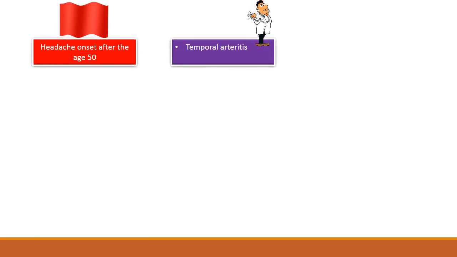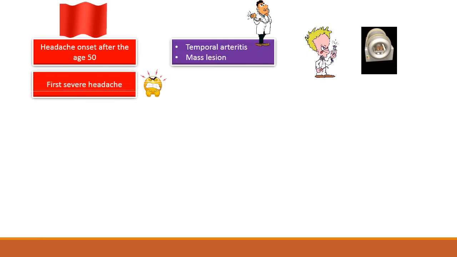If onset of headache is after the age of 50, the differential diagnosis includes temporal arteritis, mass lesions, and the workup should proceed with estimation of ESR and neuroimaging.